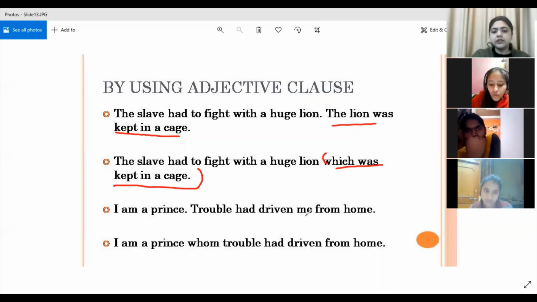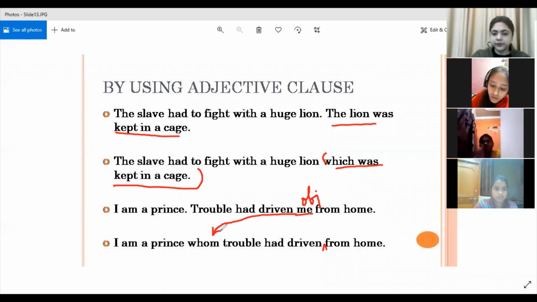Next: I'm a prince. Trouble had driven me from home. I am a prince whom trouble had driven from home. Here you will not be using "me" again. The word me has been dropped because it is an object, so we have used the subordinating conjunction whom, which denotes an object. I'm a prince whom trouble had driven from home, and "whom trouble had driven from home" is your adjective clause. Can you locate the finite verbs in the two clauses?